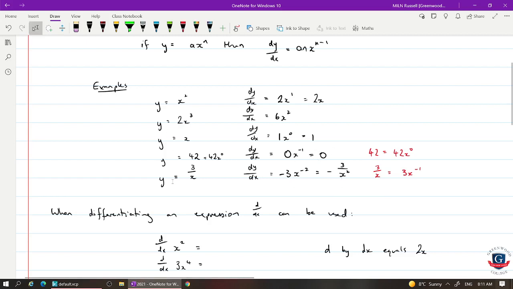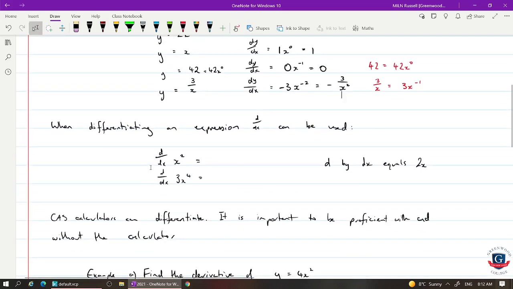Now, we can do differentiation not just for equations, but also for expressions. We use this notation if that's going to be the case. So d by dx says differentiate whatever's next to it. If it was a longer expression, we might put a bracket around it to indicate what we're differentiating. So in this case, differentiate x squared, and we now know that that will just be 2x. Differentiate 3x to the power of 4, that would be 12x cubed. And over time, this will become quite a natural process.